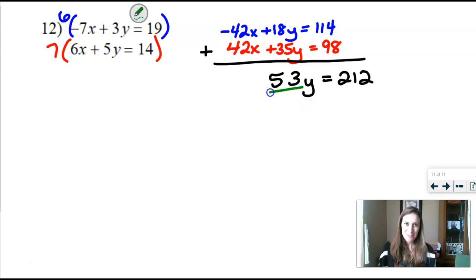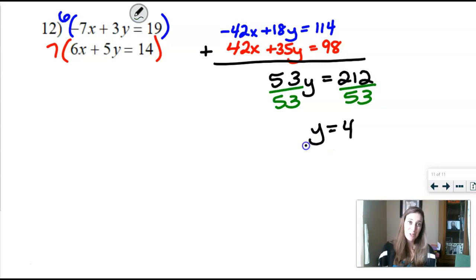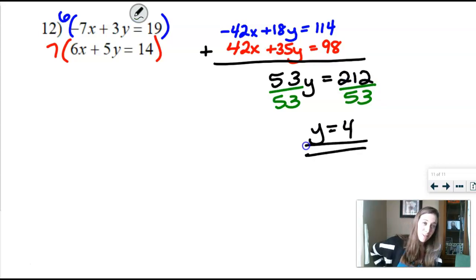And then if we divide both sides by 53, that works because 212 is 53 times 4. So 4! All right, y equals 4. That was a big struggle, guys. That was like little kid math, and that was a struggle for me.